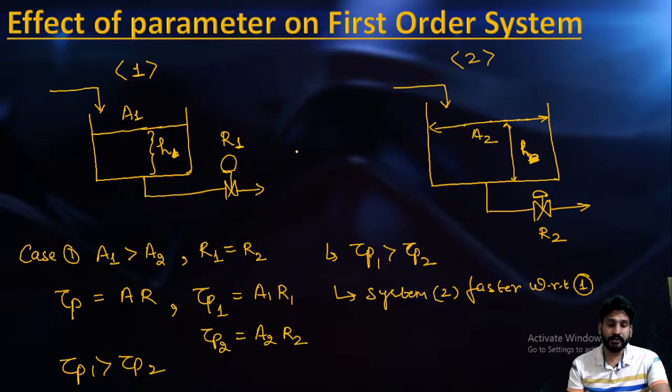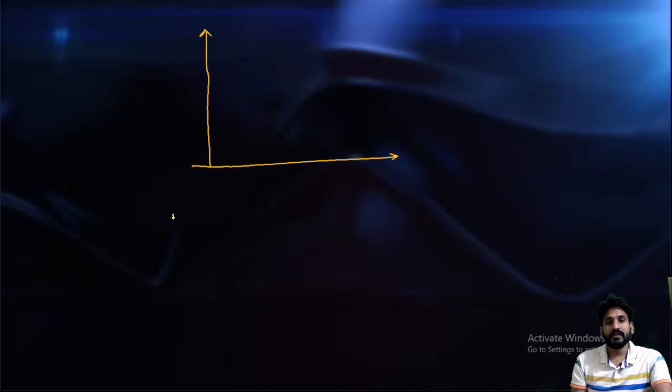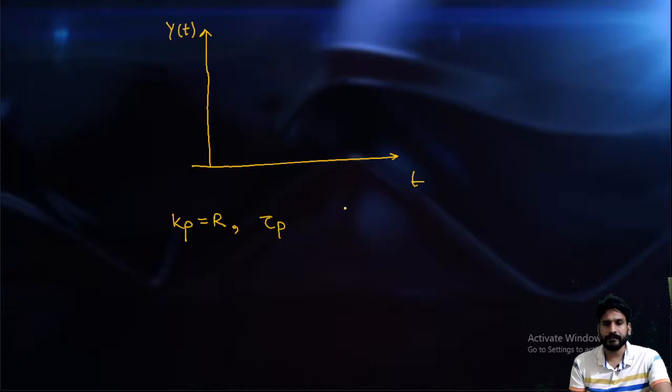Please say, Yanushka, Askar. If I make the graph of it, then what is the graph? In the tank system, we know that Kp is equal to R and there is a tau p term. So my output is my height only. Let's suppose I write it in the Y-T output and this is the T.